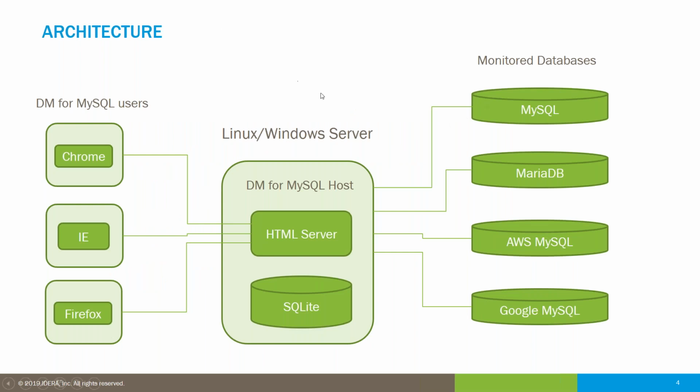Here's a slide that just kind of describes the architecture of what it looks like. DM for MySQL is installed on a host. This could be a Windows machine. This could be a Linux machine. Everything that's needed is installed here. So there is an HTML server that users, through Chrome or IE or Firefox or their favorite browser, connect through to the DM for MySQL server. They bring up pages to look at graphs, look at charts, look at dashboards, configure alerts, all that.